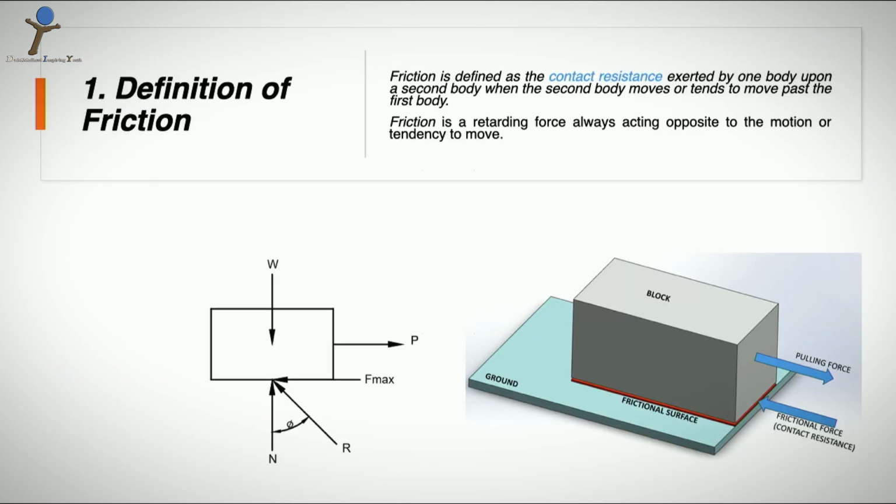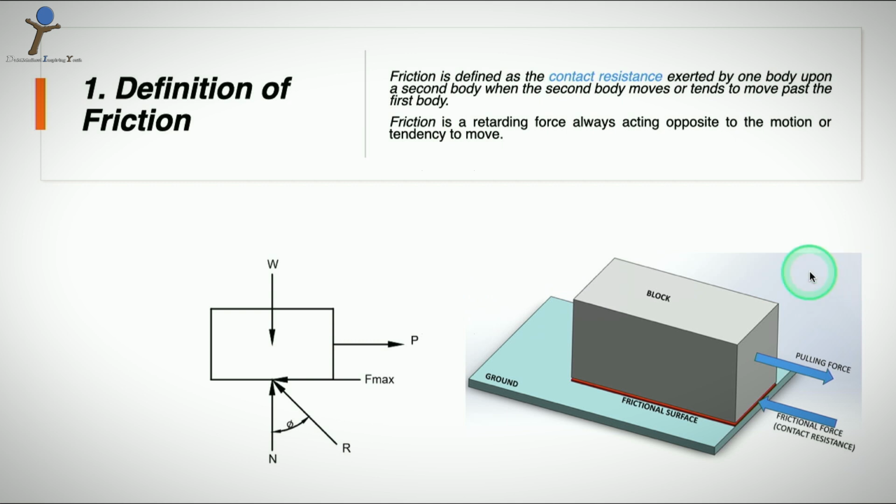Let's start with the definition of friction. Friction is defined as the contact resistance exerted by one body upon a second body when the second body moves or tends to move past the first body. In other words, friction is a retarding force always acting opposite to the motion or tendency to move. Let's understand this phenomenon of friction from these diagrams.